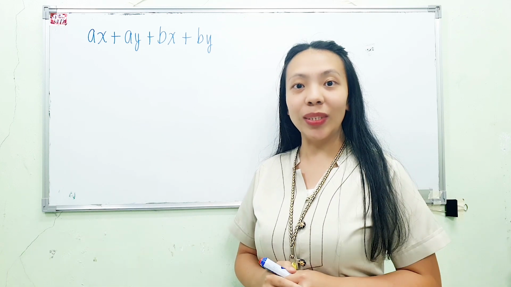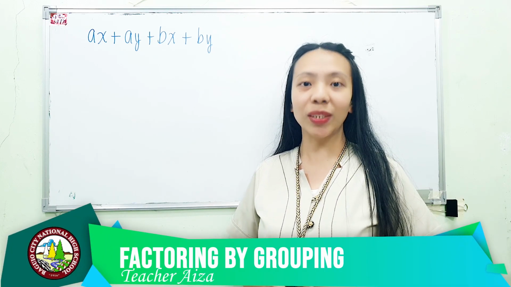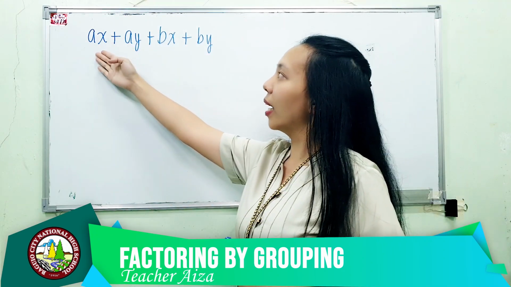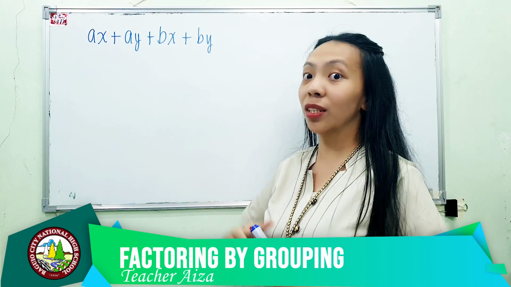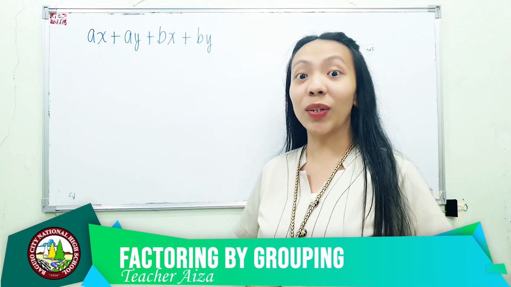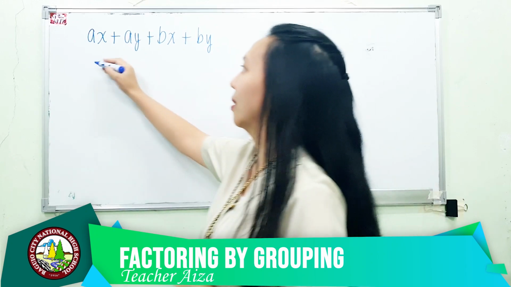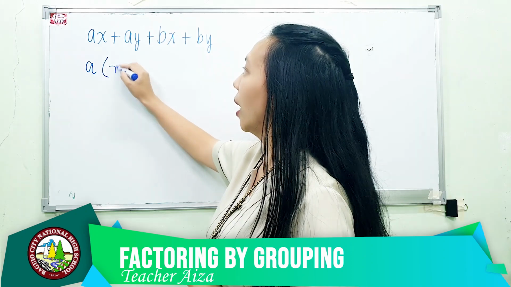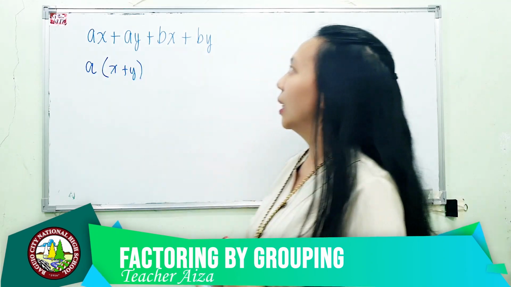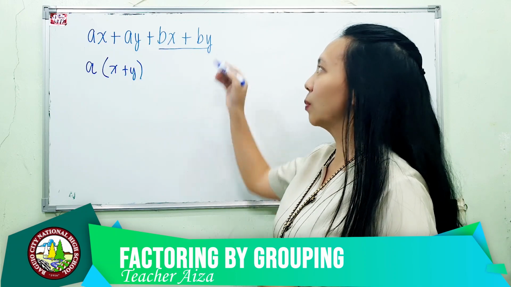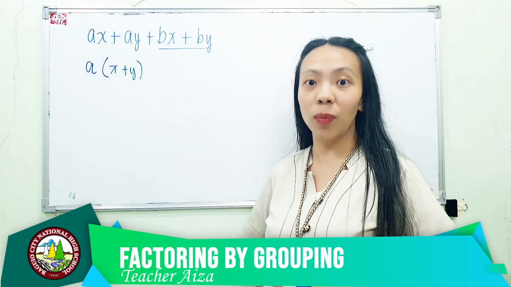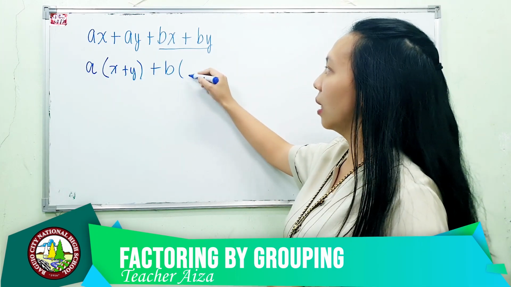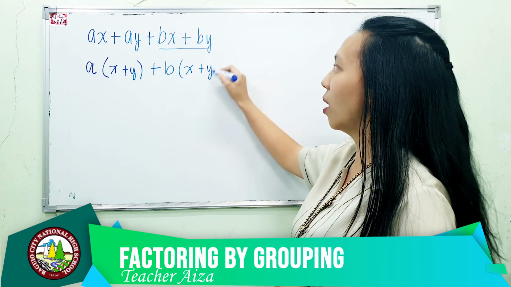We now proceed to the sixth type of factoring called factoring by grouping. In this particular scenario, ax and ay can be factored by common monomial factoring. Their common monomial factor is a. And their other factor is the quantity x plus y. In the second group, bx plus by, b is a common monomial factor. So let's factor that out. The other factor is the quantity x plus y.